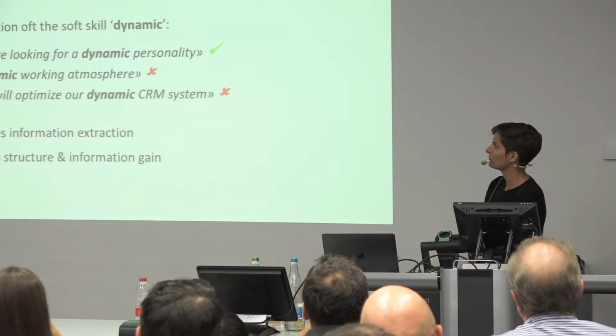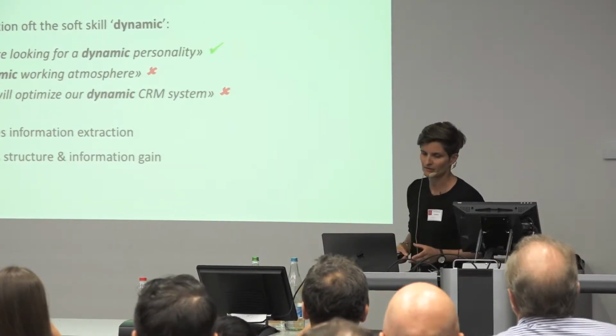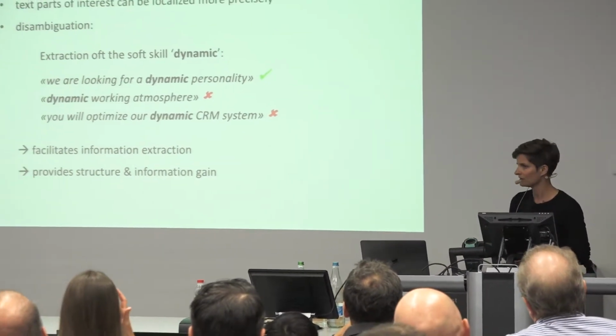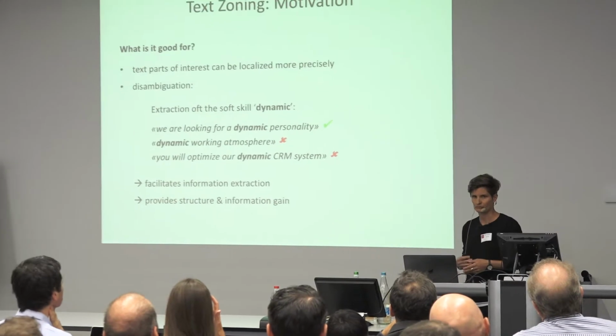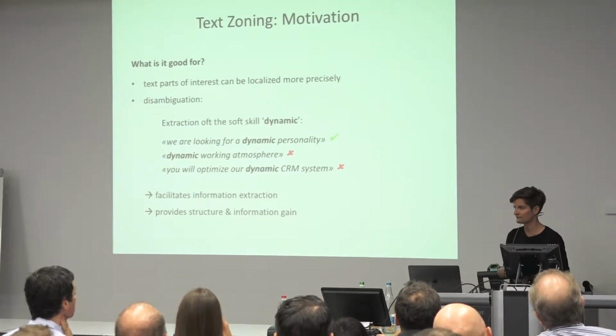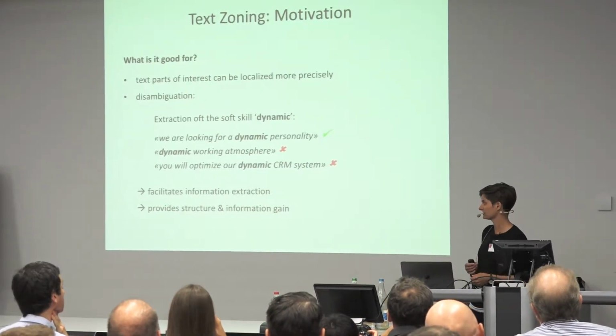So what is this good for? First of all, we can localize text parts of interest more precisely, and it allows also disambiguation. Firstly, disambiguation of words with more than one meaning, and most importantly, it helps us to decide if a text part actually refers to the subject we're interested in.